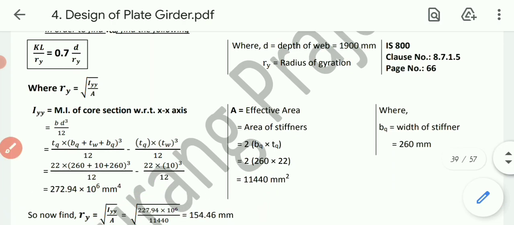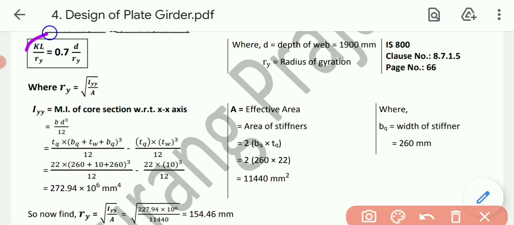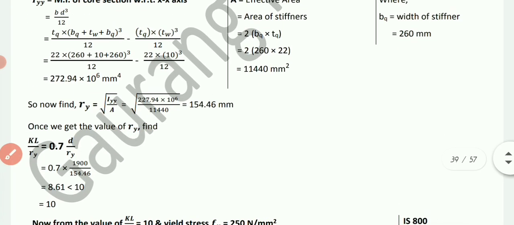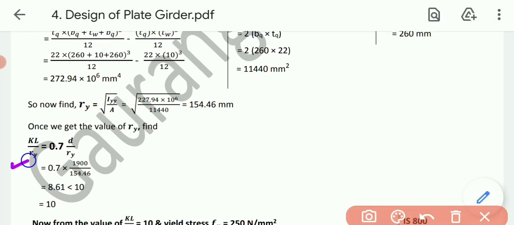Once I get the value of RY, now let's put this value of RY in this formula and calculate KL by RY. So KL by RY, 0.7 D by RY, 0.7 D, that is 1900, RY, that is 154.46. So I get the answer 8.61.